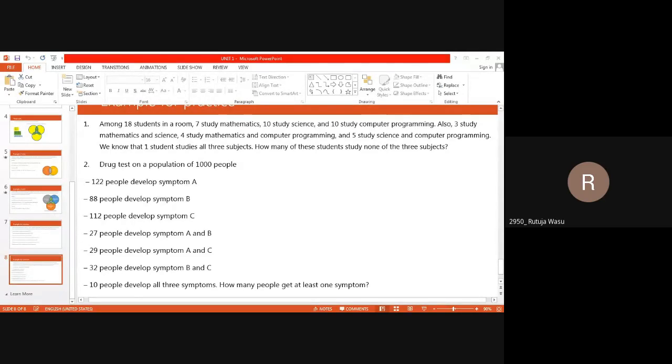Okay, 2 is the answer for the first one. I hope you all are using the Venn diagram.